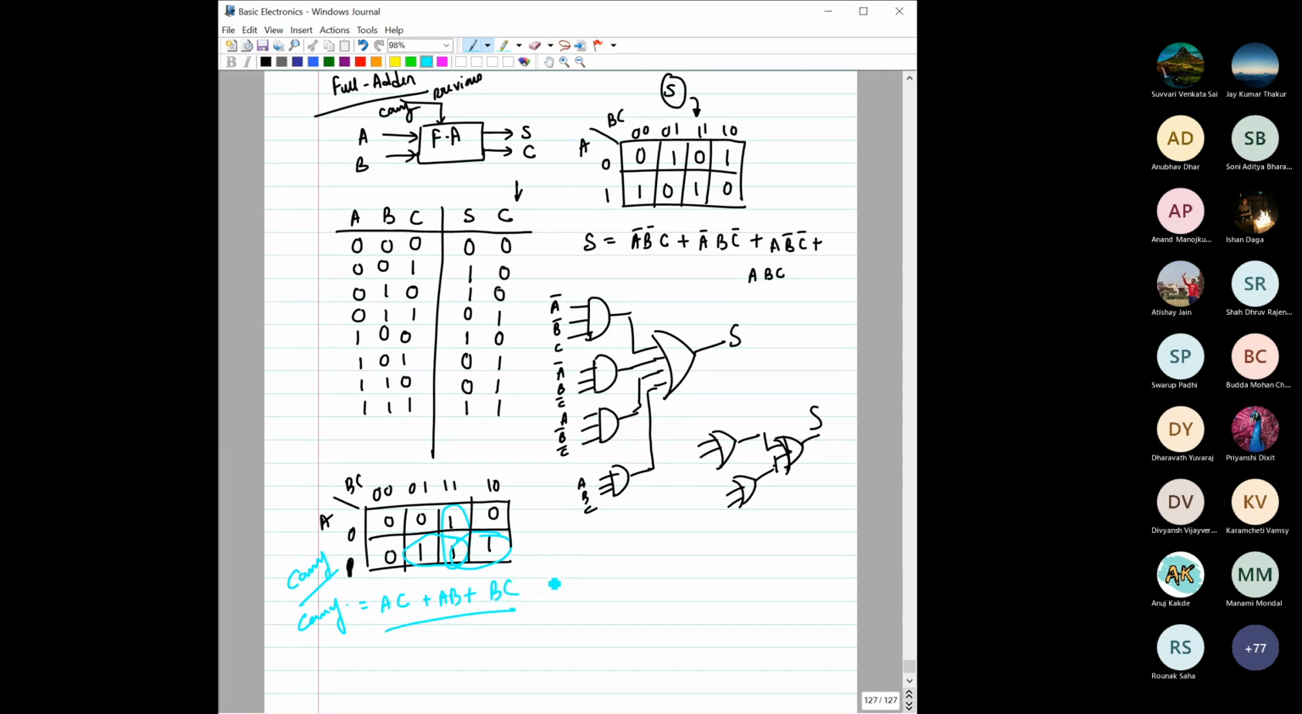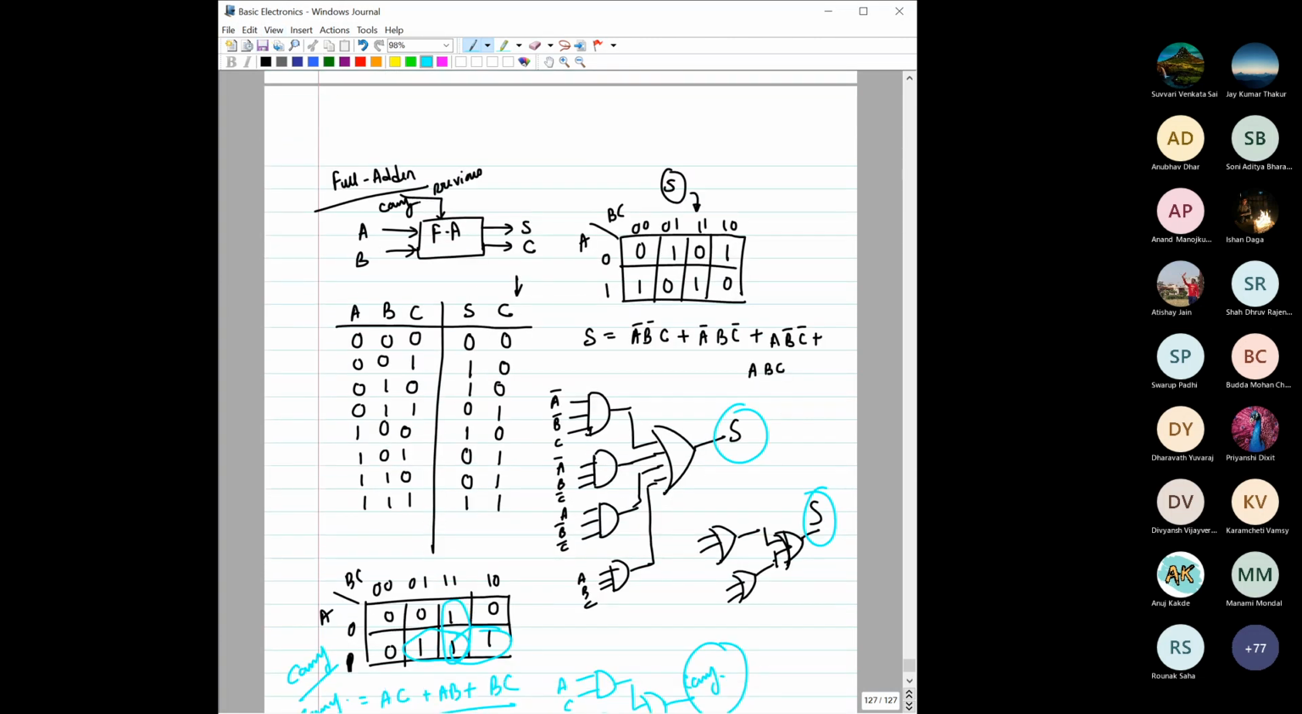Then if you have to implement the circuit for carry, it is also pretty straightforward, right? Use three AND gates, followed by one OR gate, a 3-input OR gate. That way you will get this carry, right? It is AC, AB, BC. This is carry. So this is the circuit for sum, and this is the circuit for carry for a full adder circuit, right? Is this part clear to you?